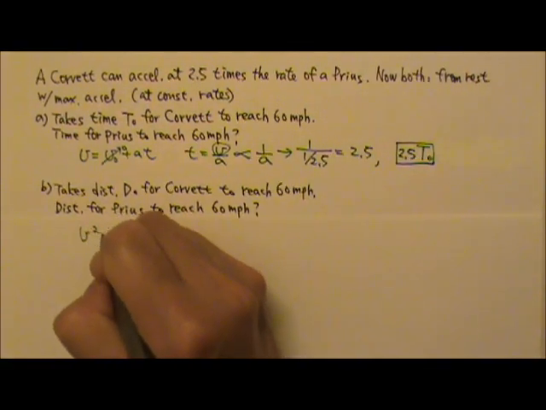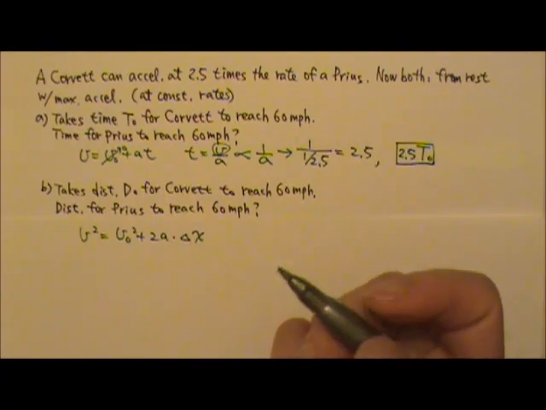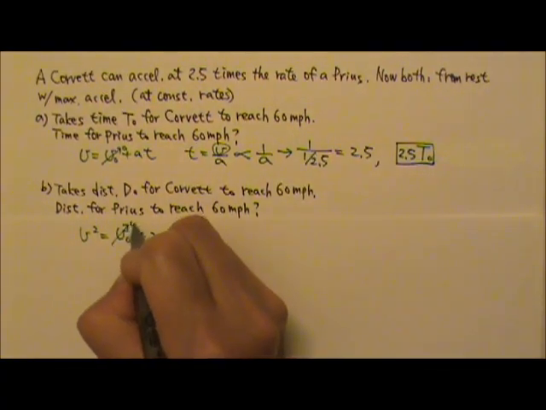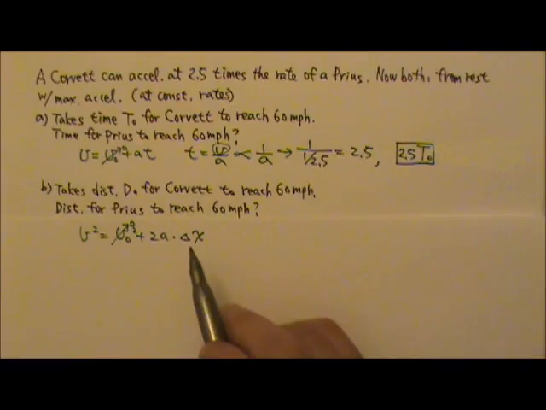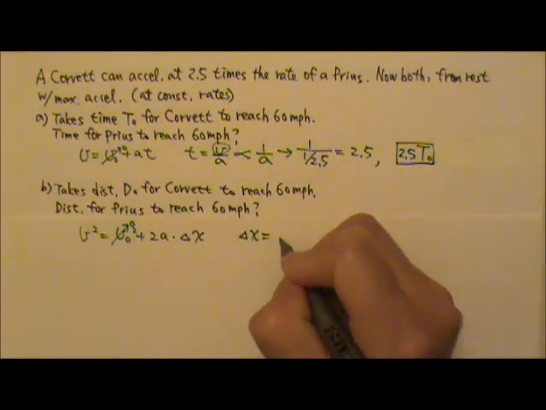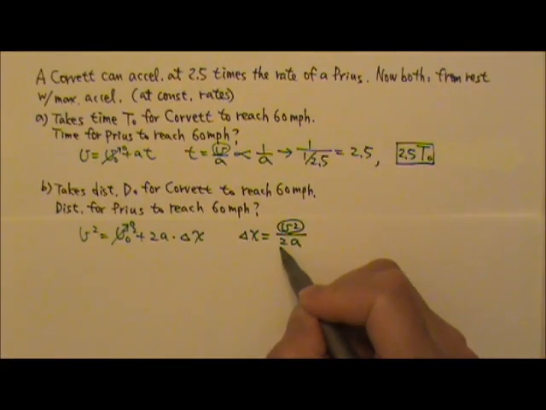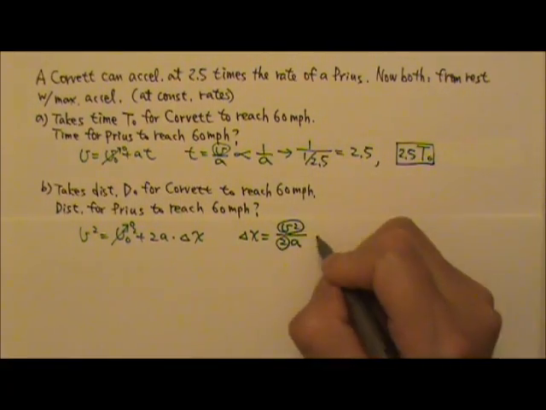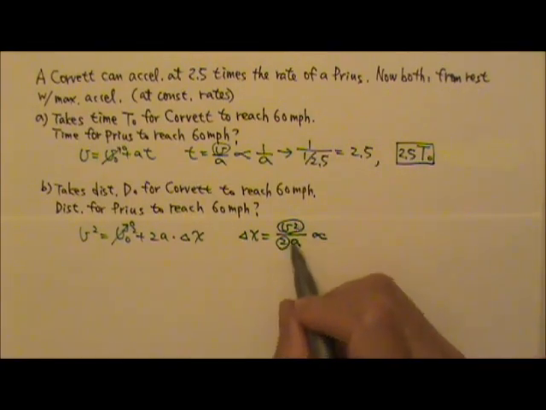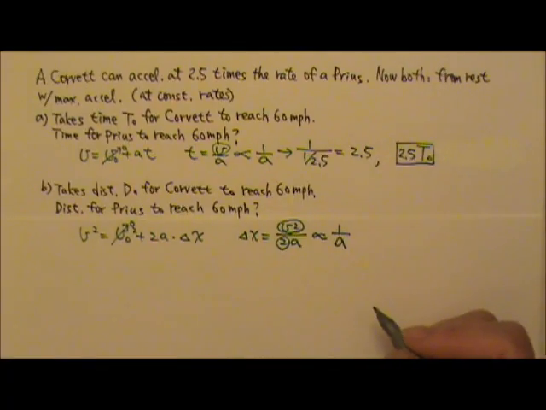So we have v squared equals v0 squared plus 2a delta x. The initial velocity is 0 for both. And we want to find the displacement, so we can solve for the displacement. So displacement would be v squared divided by 2a. Now the v squared is a constant, 2 is a constant. So when you use the proportion, you can leave them out. So delta x is proportional to 1 over a.